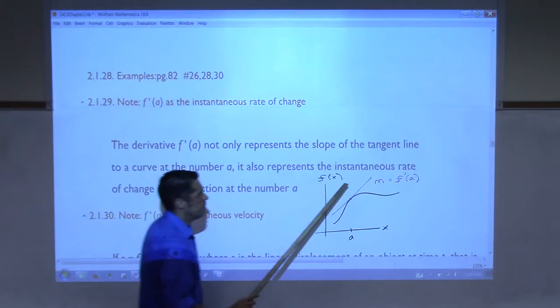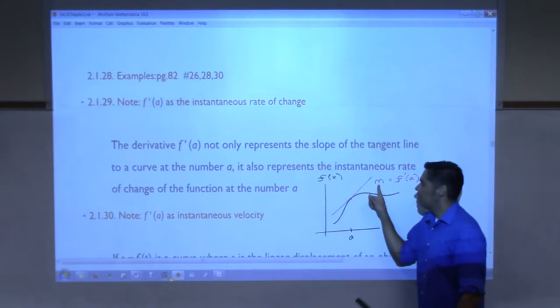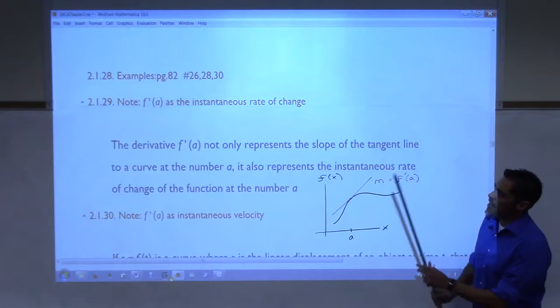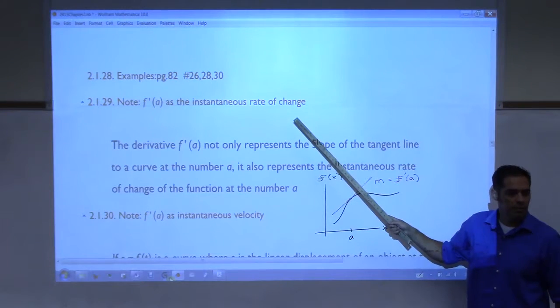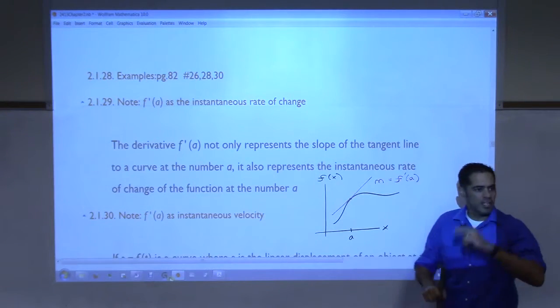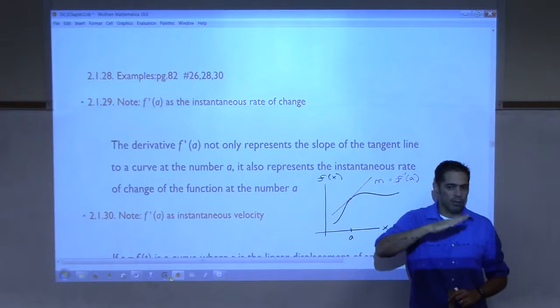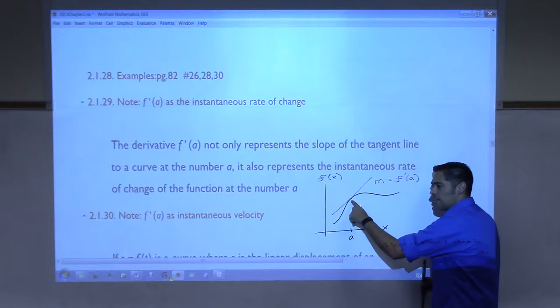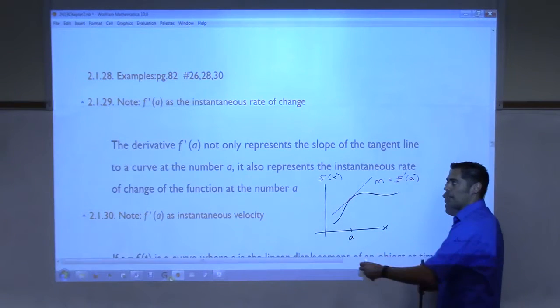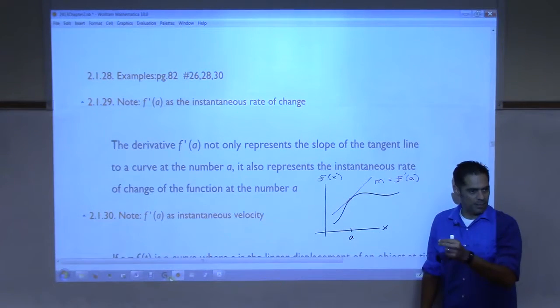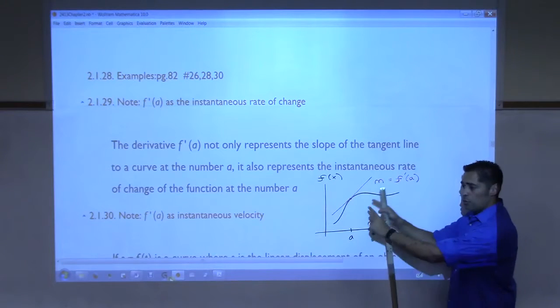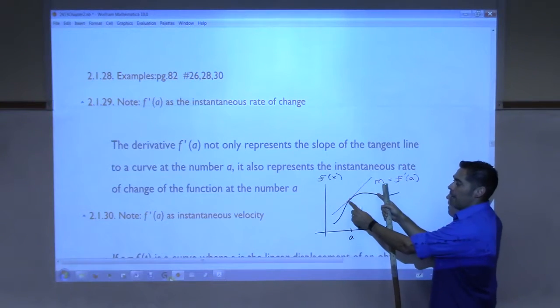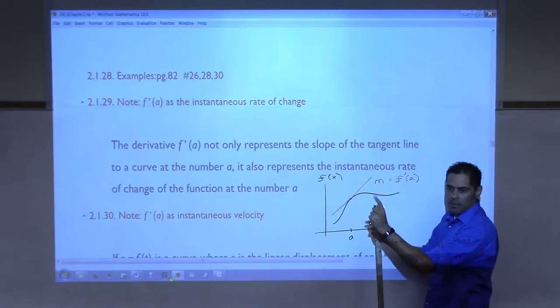This right here, this value, this m, is the instantaneous rate of change of the function. Remember, the whole idea of a slope of a tangent line is a rise over a run. It's a rate of change. And the slope of the line at a single point is the rate of change at an instant in time. Because you don't have two points anymore, right? It's the limit as two points become one point.